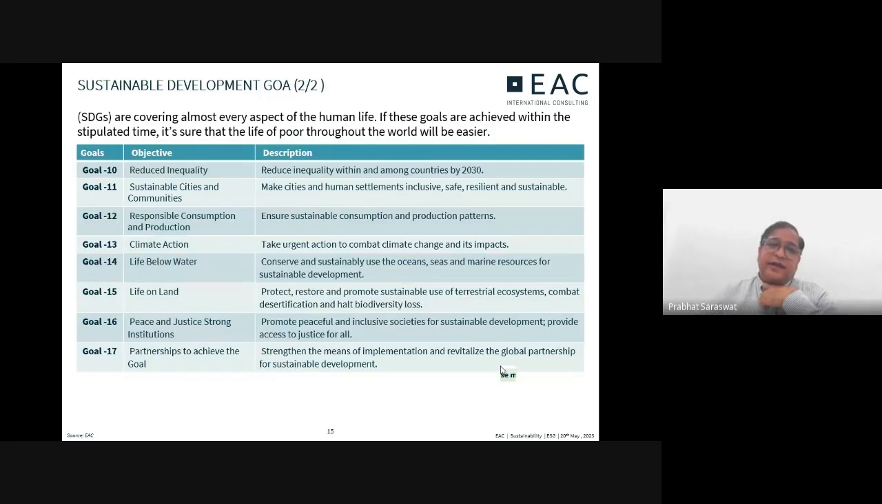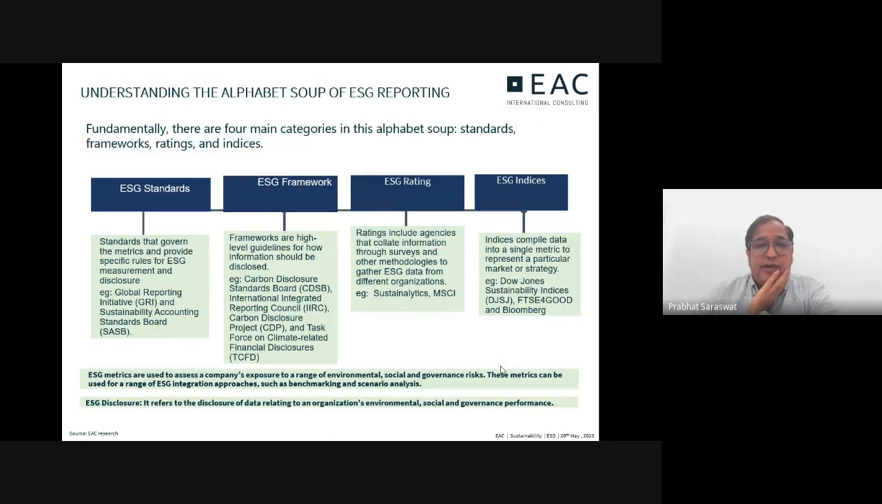And I think everything we are talking about, ESG or climate change, global warming, basically goes toward achieving these 17 goals. The ultimate objective is to achieve these goals through various activities.